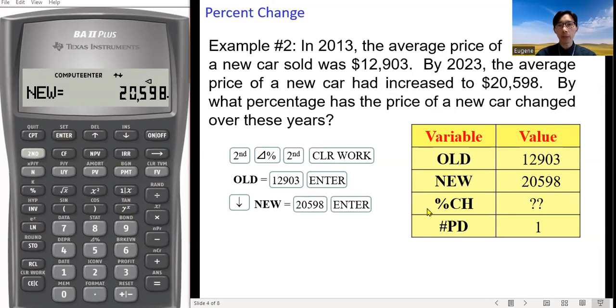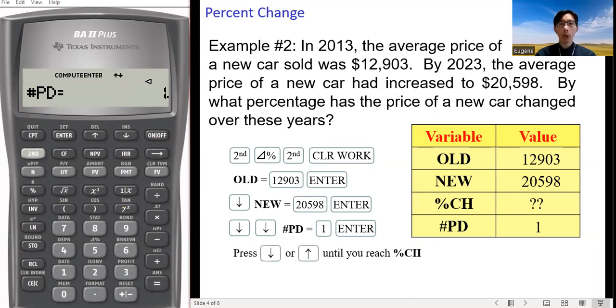And then the percent change variable, we need to compute it. So we move down and then down again to get to the variable PD. Press 1 and then enter. Get back to the variable percent change by pressing the down or the up arrows. And then we can compute it by pressing the CPT button. And we get the answer.